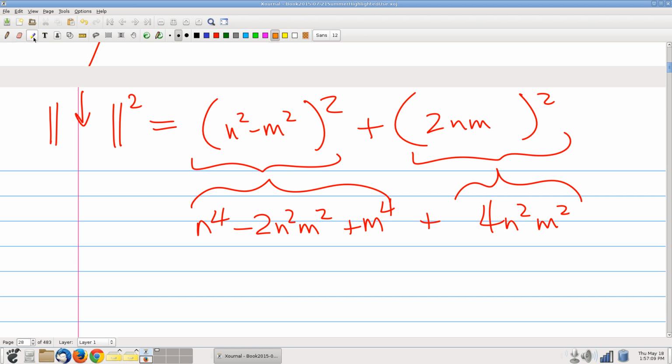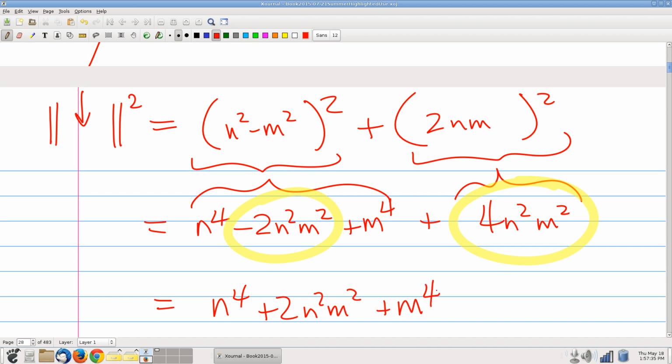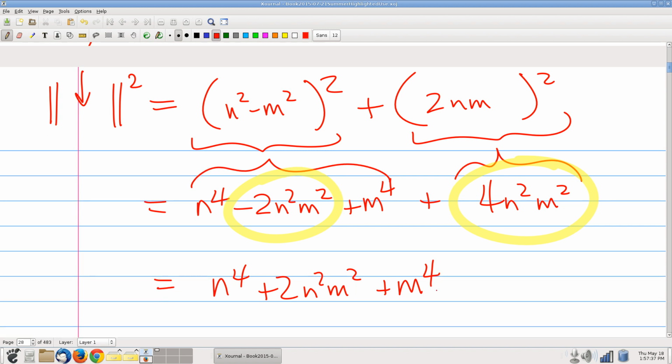Okay, now good news. These two terms are a lot alike, right? There are common powers of n and m, so I can just combine those together. What I get altogether is n to the 4th, then I have a minus 2 and a plus 4, so that gives me plus 2 n squared m squared, plus m to the 4th.